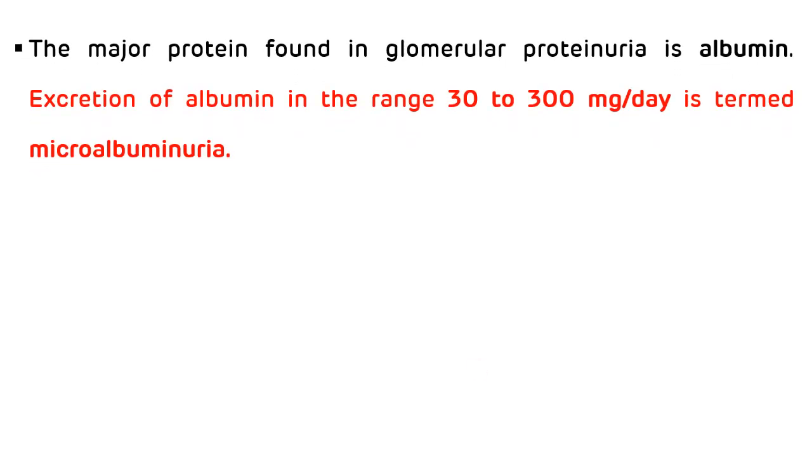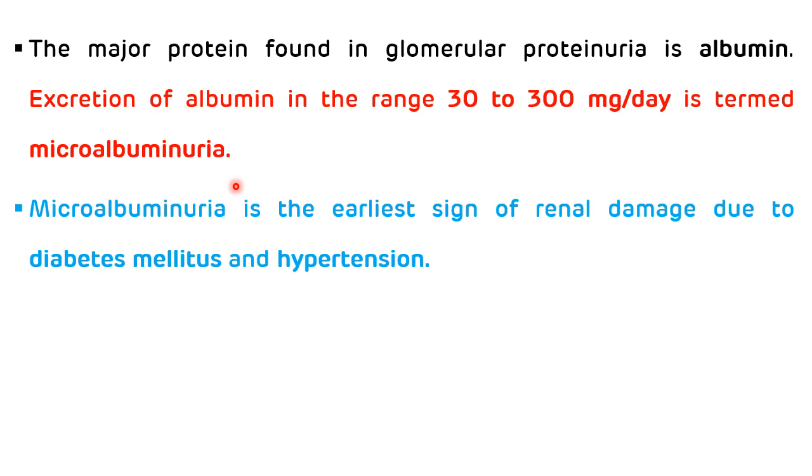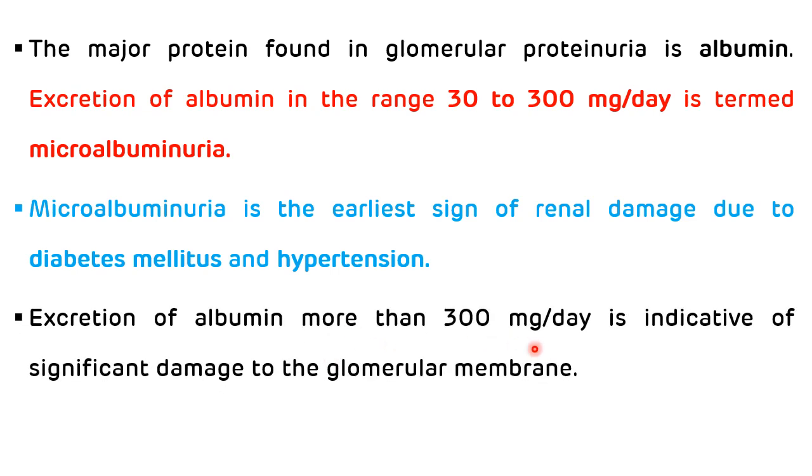The major protein found in glomerular proteinuria is albumin, and excretion of albumin in the range of 30 to 300 milligram per day is termed microalbuminuria. Microalbuminuria is the earliest sign of renal damage due to diabetes mellitus and hypertension. Excretion of albumin of more than 300 milligram per day is indicative of significant damage to the glomerular membrane.